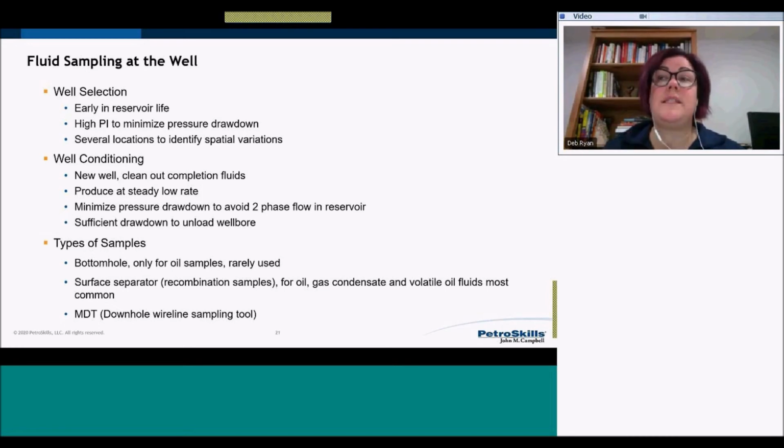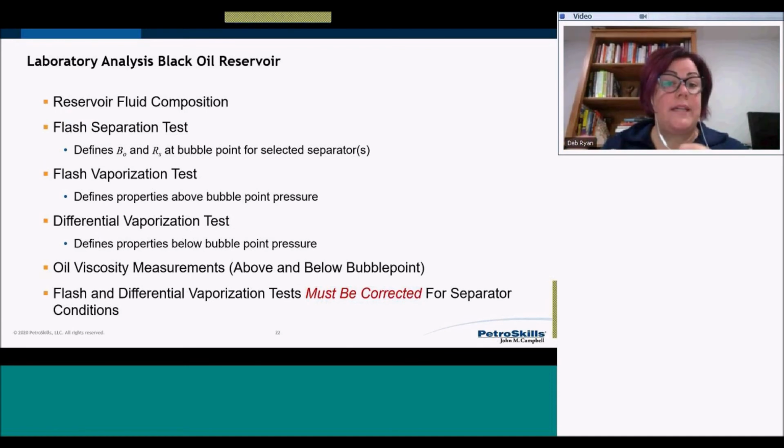So if understanding the fluid is really critical and you're really close to that saturation pressure, surface samples are going to drop you below your bubble point and your dew point, so getting downhole samples is really critical to understanding that behavior. And then for our lab tests for our black oil, once we actually get those samples, either the recombined separator samples or the downhole samples, back to the lab, we want to do a number of different tests. We want to test that fluid composition. We want to understand what that C7+ is and what our API is and stuff like that of the fluid.